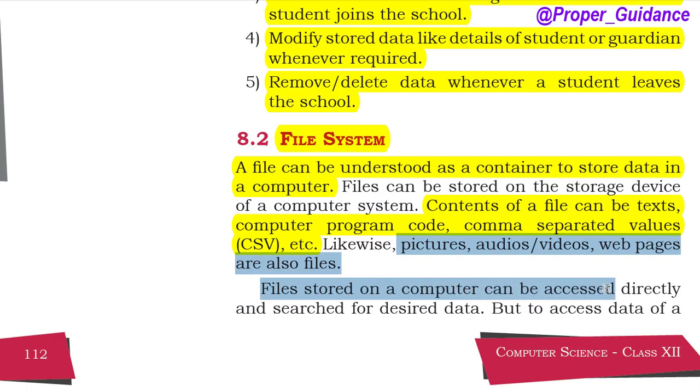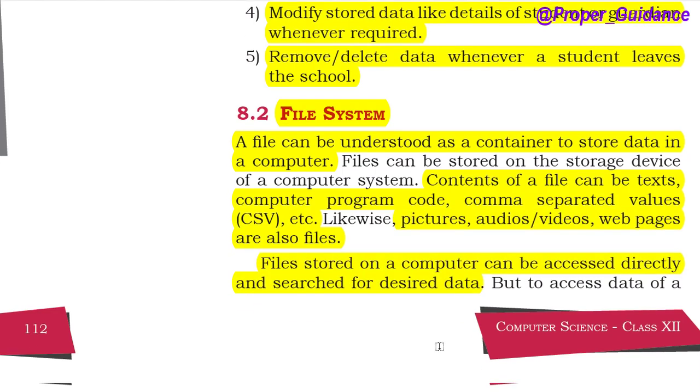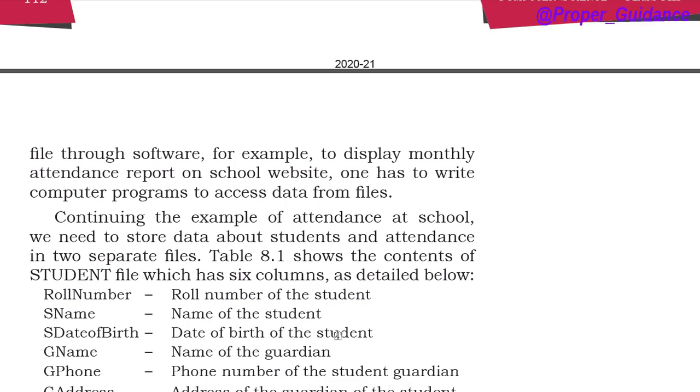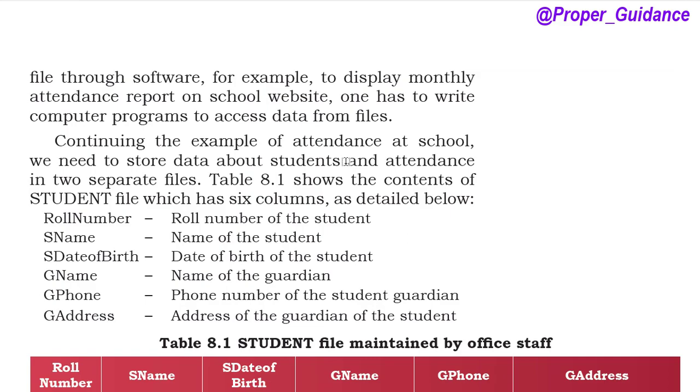Files stored on a computer can be accessed directly and searched for desired data. But to access data of a file through software, for example, to display a monthly attendance report on a school website, one has to write computer programs to access data from files. Continuing the example of attendance at the school, we need to store data about students and attendance in two separate files. Table 8.1 shows the content of the student file, which has 6 columns.